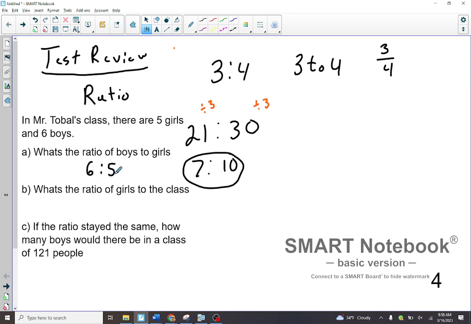The next one is the ratio of girls to class. So in this case, how many girls you have versus the total amount. So in this case, it's 5 to 11. If you could reduce it.